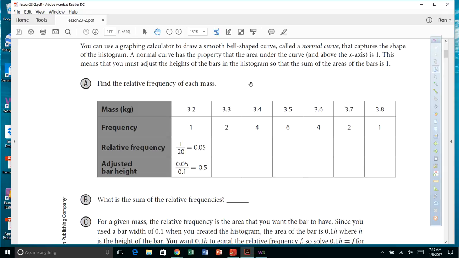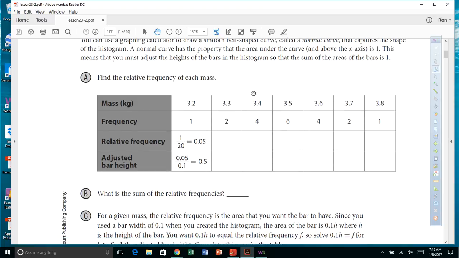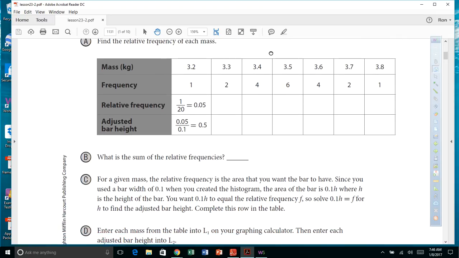You can use a graphing calculator to draw a smooth bell-shaped curve called a normal curve that captures the shape of the histogram. A normal curve has a property that the area under the curve and above the x-axis is 1. This means that you must adjust the heights of the bars in the histogram so that the sum of the areas of the bars is 1.